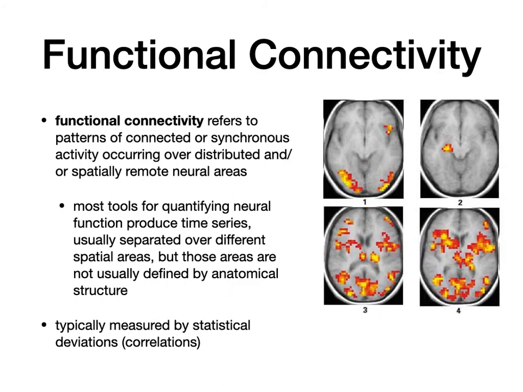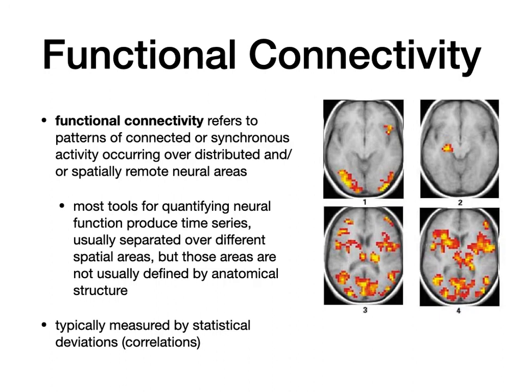So most tools for quantifying all this neural function produce these time series, and you separate them over the different spatial areas if you can, like our friend the fMRI. But those areas that are active, they're not always defined by a very specific kind of anatomical structure. It's all about the function. If this area says, ooh, I need to send this off to lexical processing, that doesn't mean that this area is necessarily structurally connected to it. That means that it knows there's a function that needs to be carried out. Careful, I always say I anthropomorphize these things. They don't know anything. They just send information where needed.